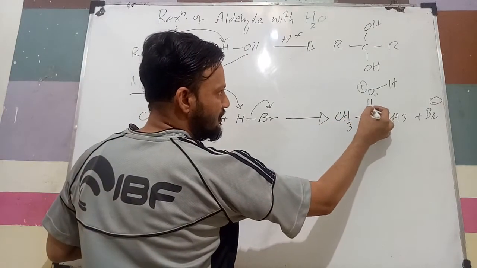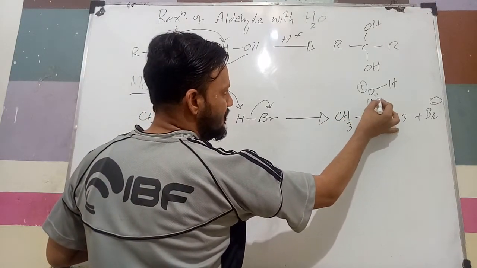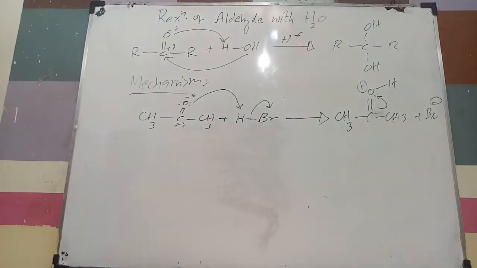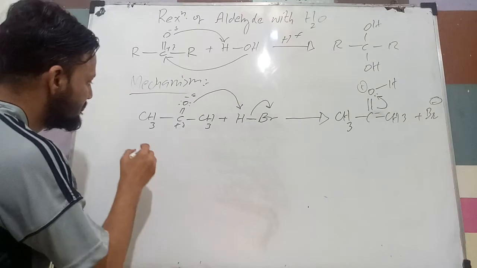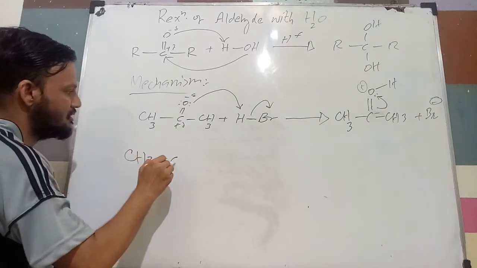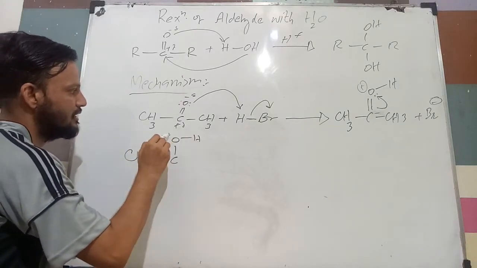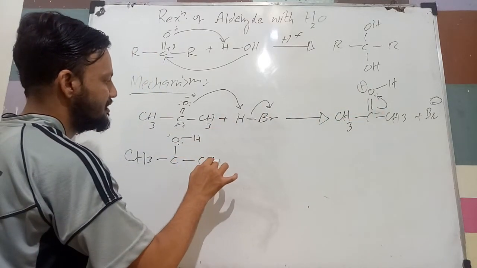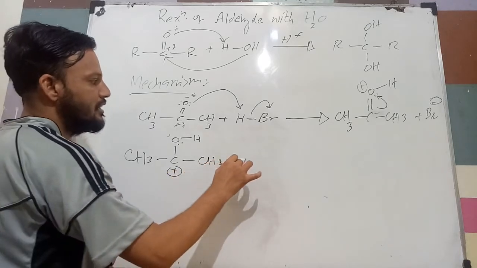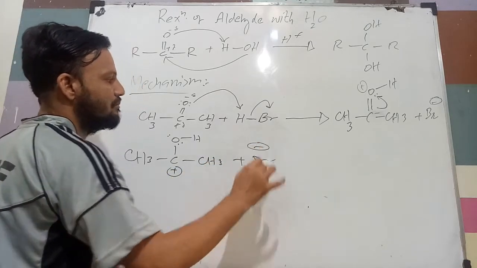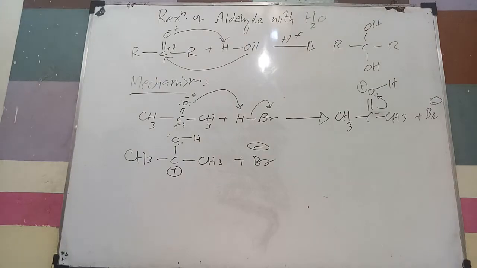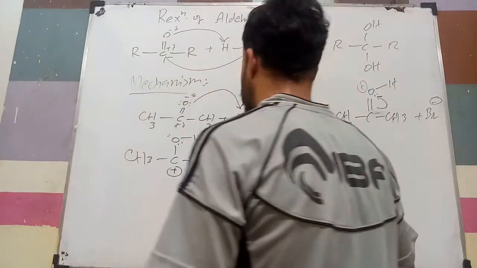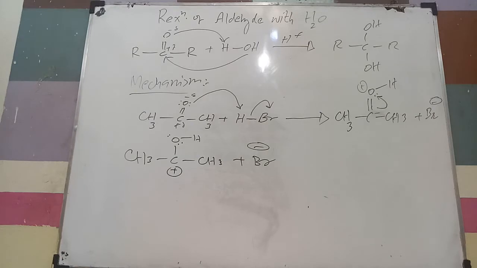This pair of pi electrons will shift over this oxygen. This oxygen now has two pairs of electrons: CH3, C, oxygen, one pair already there, and one shifted in the form of the pi bond, and CH3 as it is. Now this carbon is positive. It will react with bromide ion. Bromide ion is a strong nucleophile. This nucleophile will definitely attack.